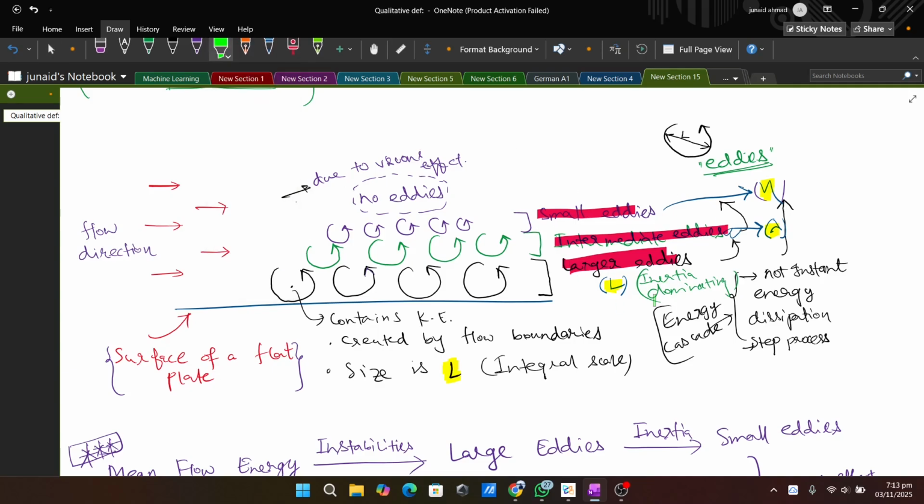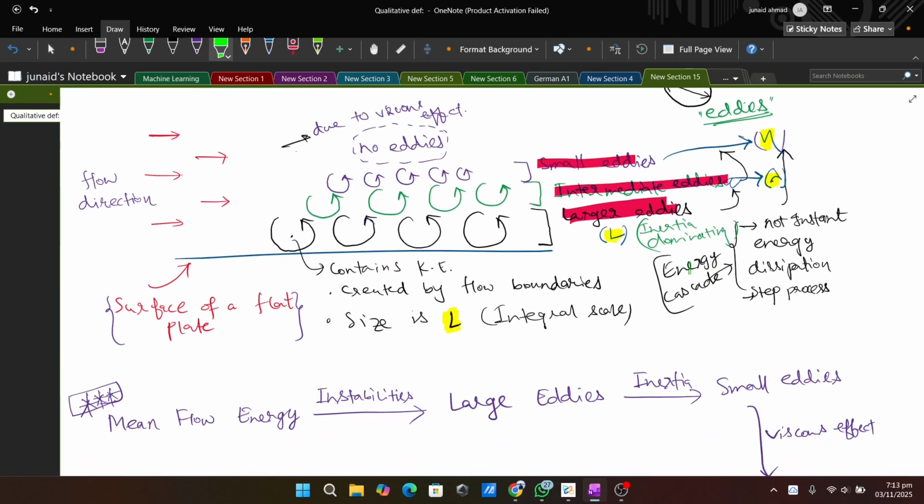Then we also saw how to characterize them or represent them using different scales. In case of the larger eddy, we had the integral scale. In case of the intermediate, we had the Taylor microscale. In case of the smaller eddies, we had the Kolmogorov scale, right? We also talked about the energy cascade. We are saying that when energy is dissipated from the larger eddies to the smaller eddies, it's not instant. It's basically a step process which we can term as energy cascade.